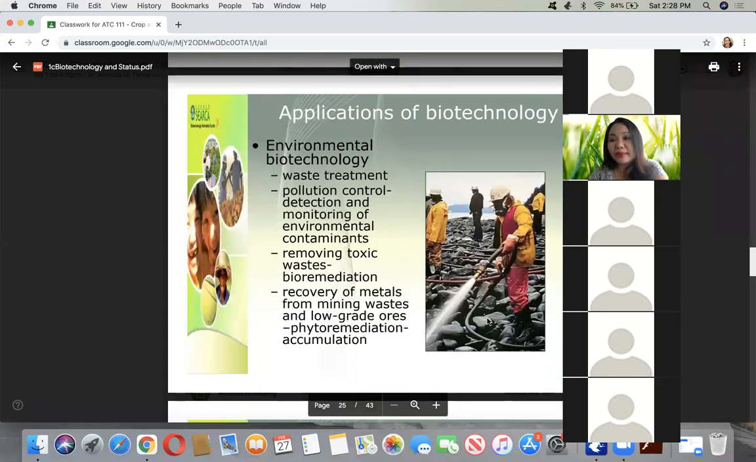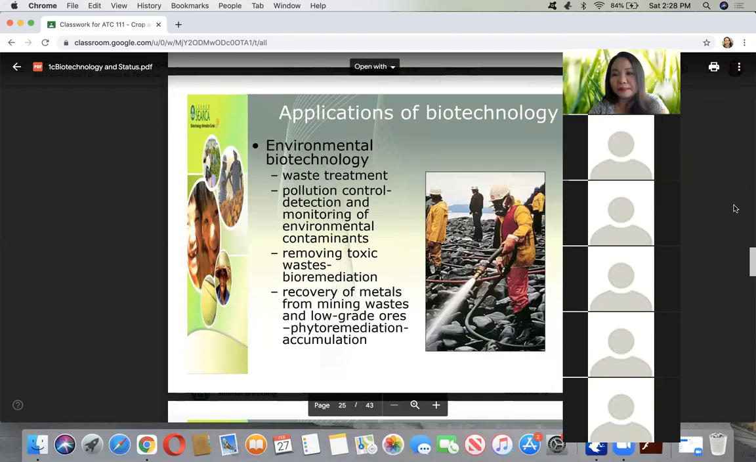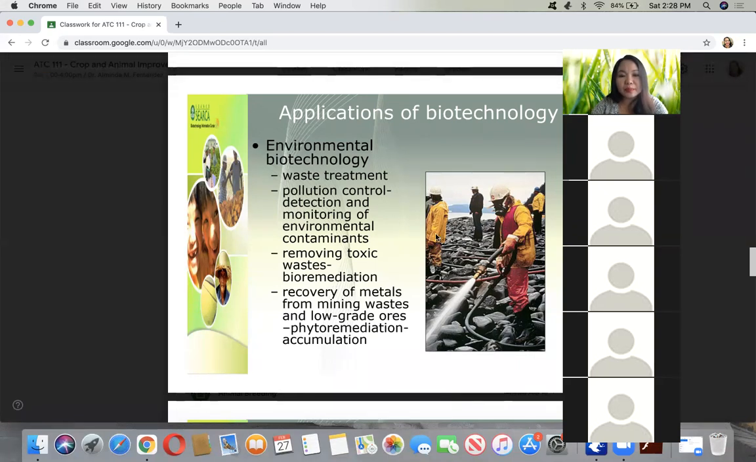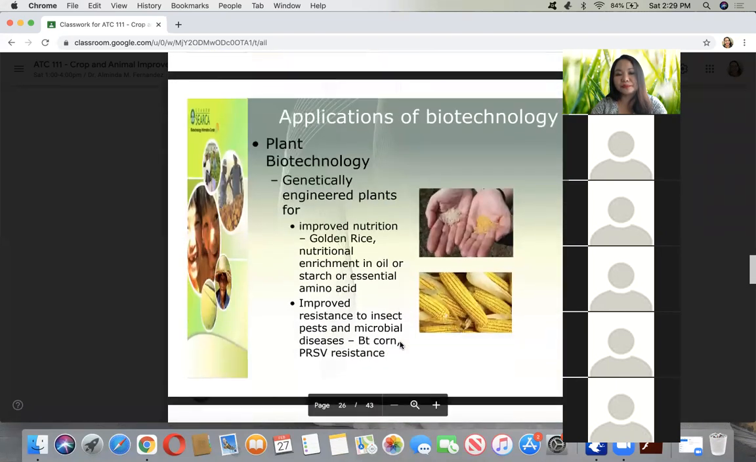So in the environment, we also have different applications for waste treatment. We have a lot of plants that can remove toxics through waste bioremediation, and also to control pollution, detect and monitor environmental contaminants, and recover metals from mining waste and low-grade ores through phytoremediation accumulation.